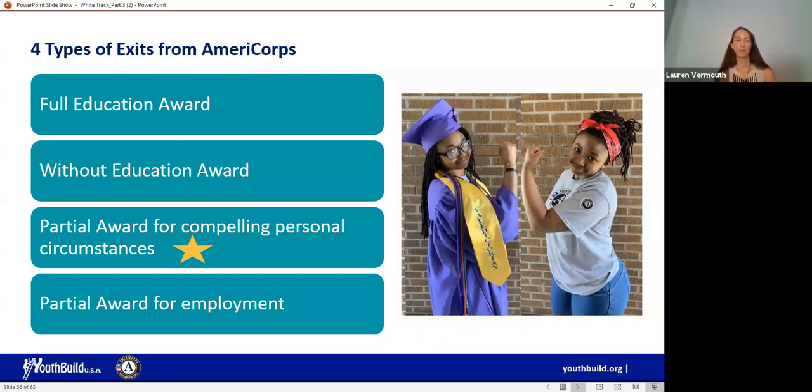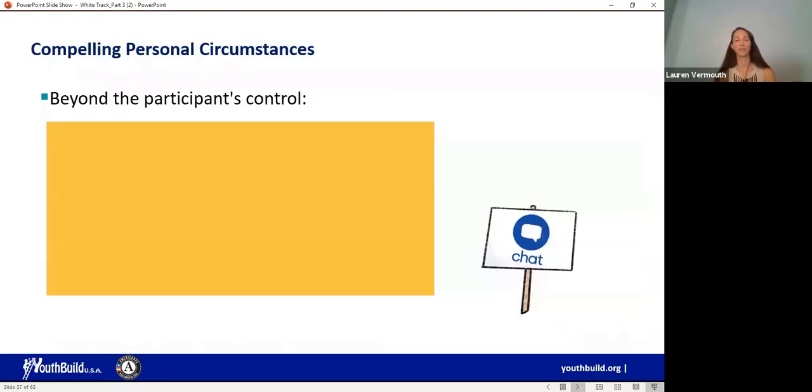You'll remember compelling personal circumstances. I spoke about that during suspensions. You can suspend a member for a compelling personal circumstance, but you can also exit them with a partial award for that. So again, this is something that is beyond the member's control that might keep them from serving for a time, or may need to lead to their exit.